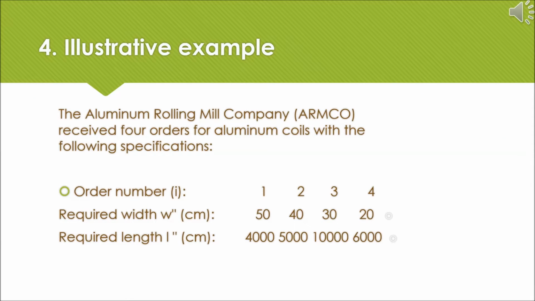The Aluminium Rolling Mill Company, Armco, received 4 orders for aluminum coils with the following specification. As you can see, starting from 50, 40, 30, and 20. This is for the width, and the length is 4,000, 5,000, 10,000, and 6,000.